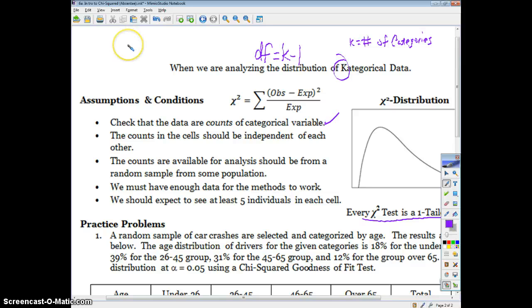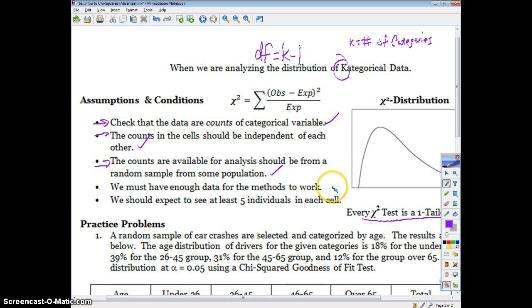Now, the other conditions and assumptions, which we're going to ignore for the first few, and then we'll get into it when we hit practice problem number 1. The counts in the cells must be independent of each other. The counts available for analysis should be from a random sample from some population. So we've got our categorical data condition, our independence condition, and our randomness condition.